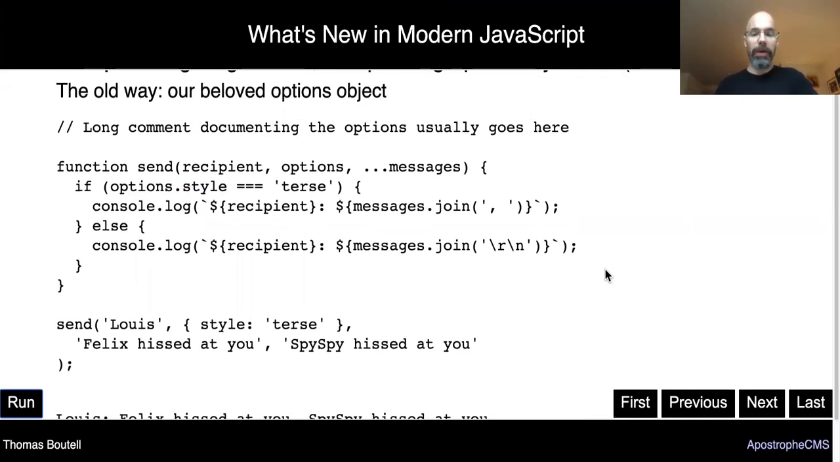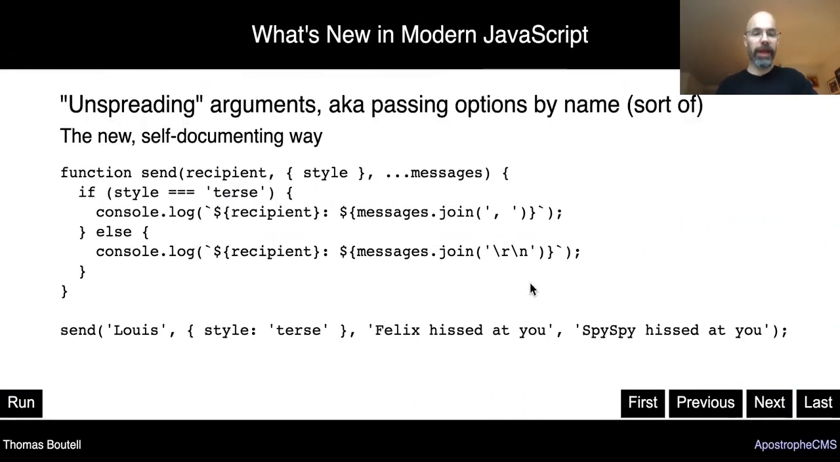So how can we use modern JavaScript to make this more elegant? Well, how about this? We can use unspreading for arguments, and so we can say, rather than just saying options here, we can actually go ahead and kind of deconstruct that options object right in the declaration of the function. And this has done some really beautiful things for me. One is that I don't have to type options.style down here. But more important, I think, is that it's self-documenting.